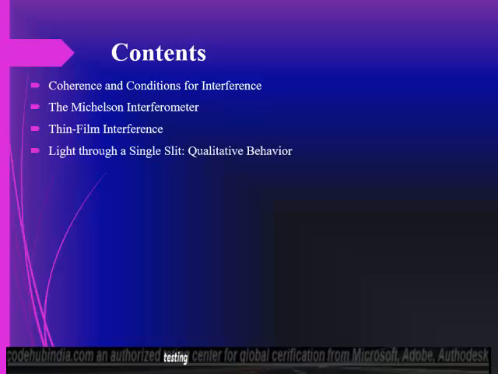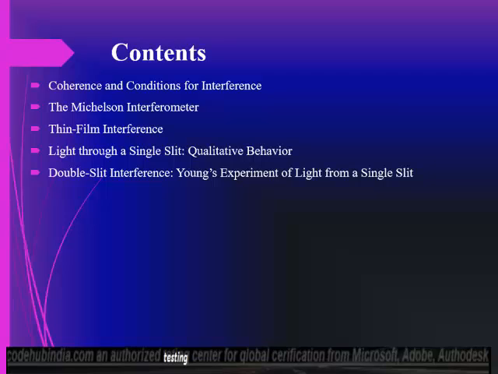Light through a single slit, qualitative behavior: the behavior of light when it passes through a single small hole. Double slit, what will happen? It's called Young's experiment. Diffraction, optical resolution and the Rayleigh criterion.